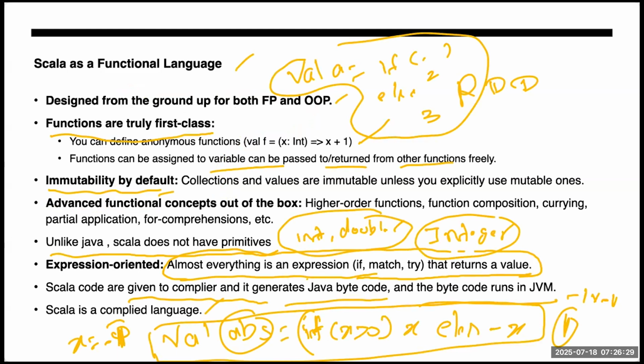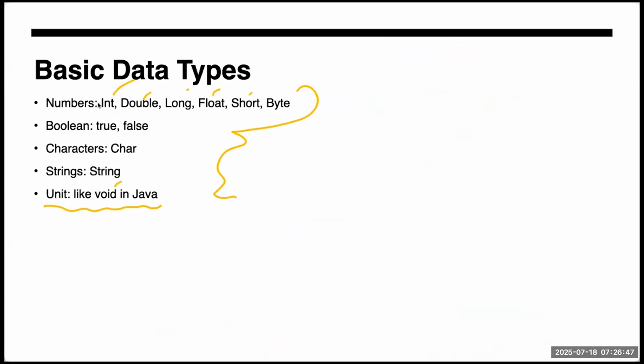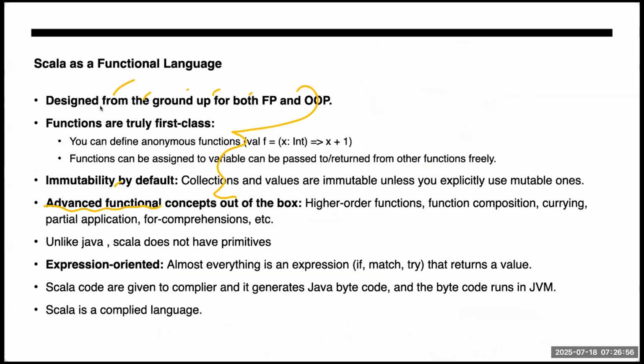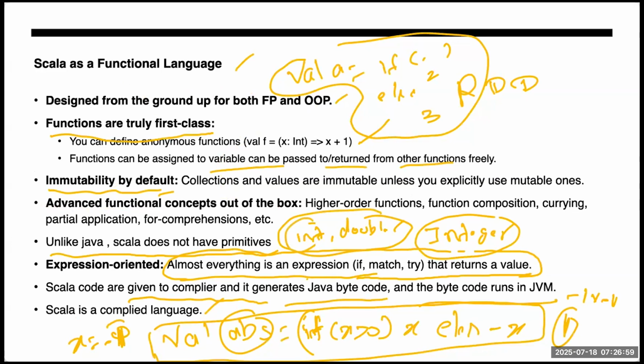No, these int, double are supported, but see, there are two things. It is supporting these things, but it does not have any primitive data type like how Java has int and all. Though int and double are also in Scala, we don't call them primitive.